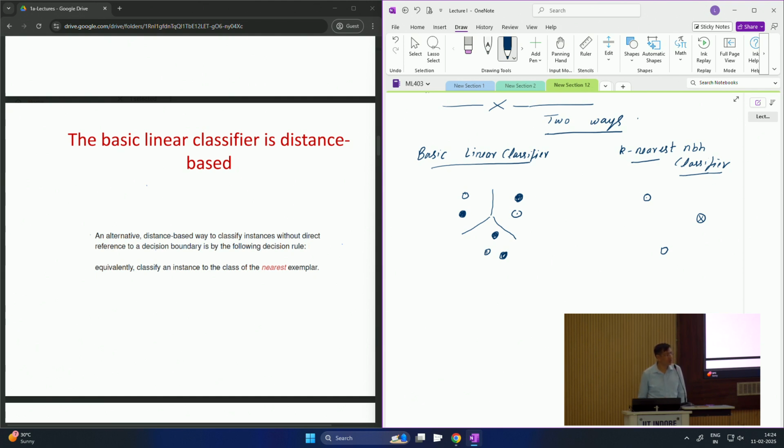Alarm, ऐसे ये false है. So basically you're not worrying about the new point in the decision making. That is a basic linear classifier.